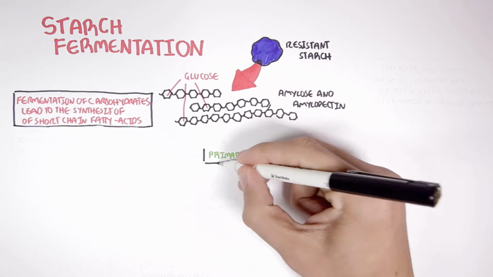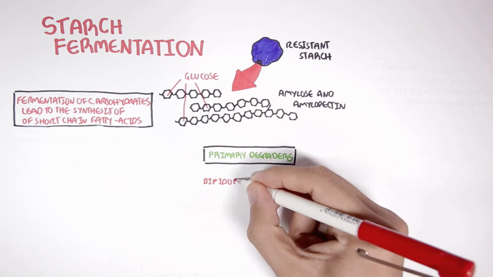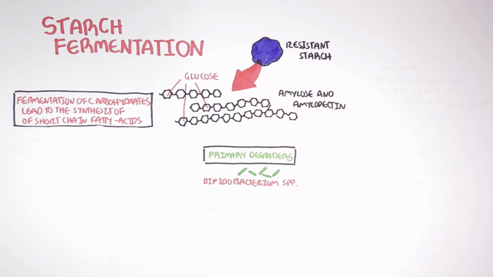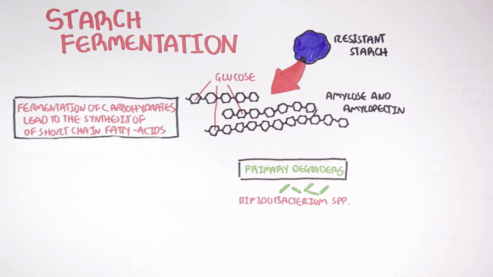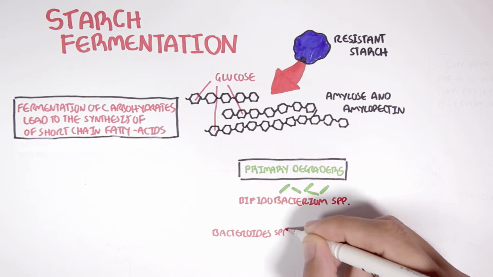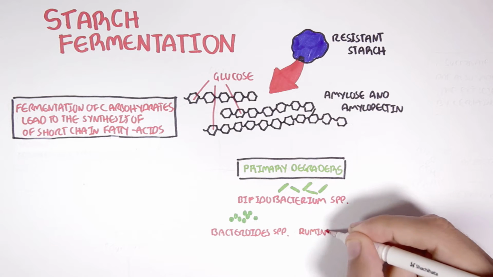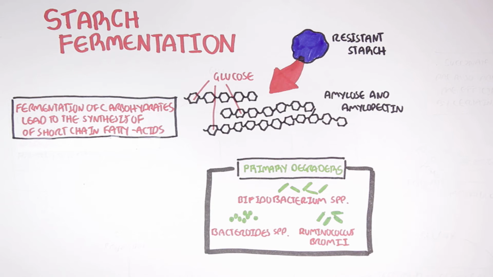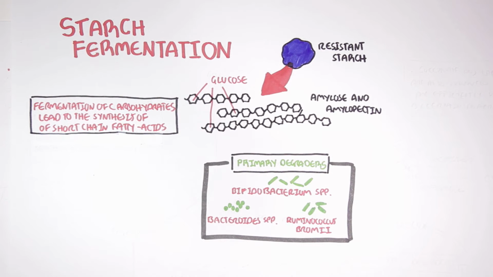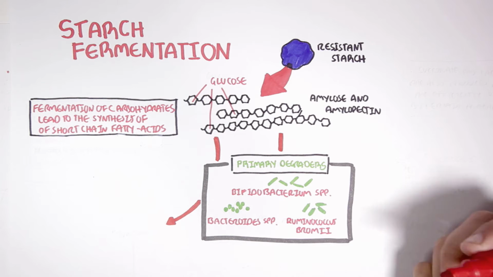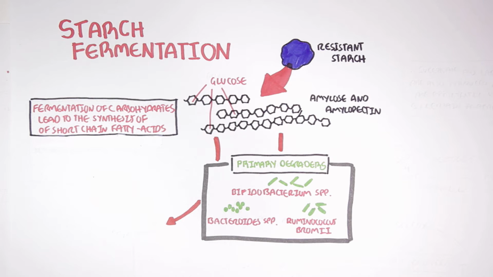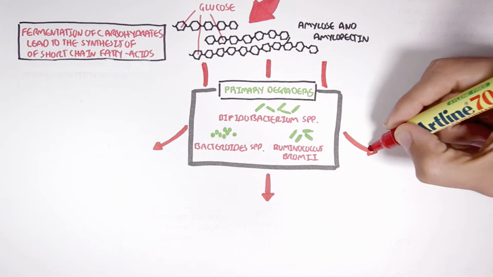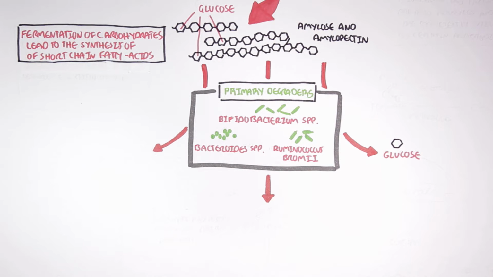Now within the colon, you have primary degraders of resistant starch, such as Bifidobacterium species, Bacteroides species, and Ruminococcus bromii. The primary degraders have enzymes that are important in breaking down resistant starch and fermenting it. Many products are produced through the fermentation of resistant starch by the primary degraders. Glucose can be released thanks to membrane-bound enzymes that cleave off glucose polymers.